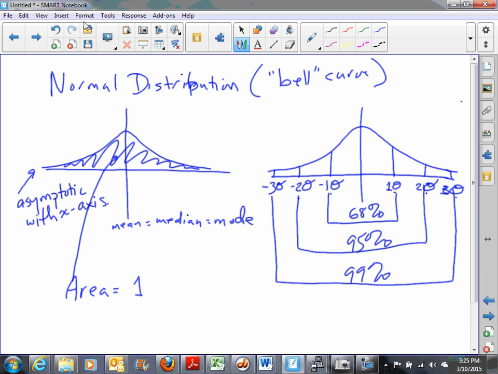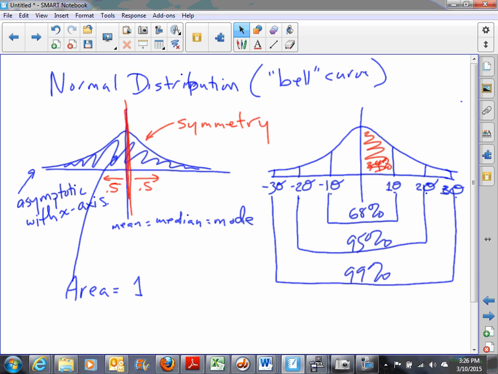One other thing I will mention is that there is symmetry with respect to the y-axis. In other words, the area under the curve to the right of the mean is 0.5, and the area underneath the curve to the left is 0.5 also. And if you were to look at this region right here, which is from the mean to 1 standard deviation, it would be 34%, or half of 68%. So you can use those things to figure out different parts of the problems also.